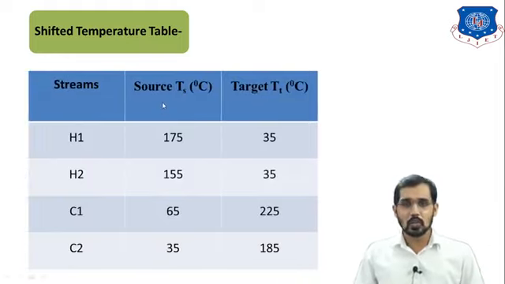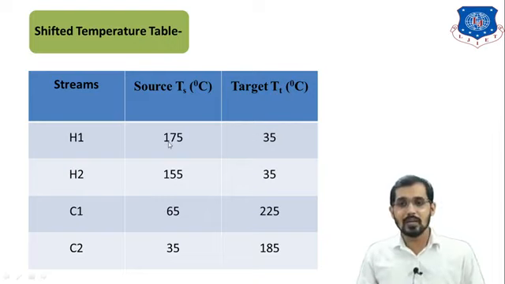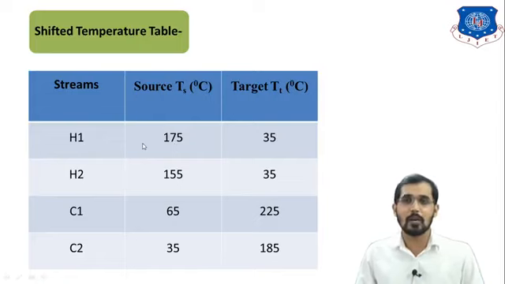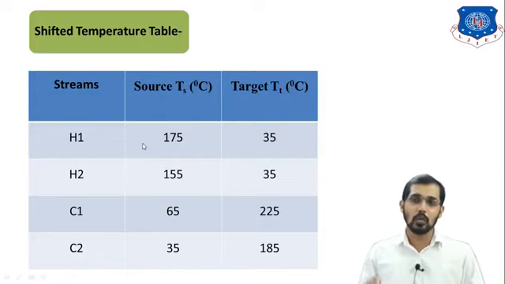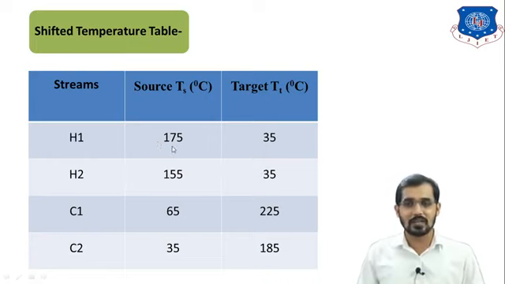So for the shifted temperature table, by using those rules I will get this data. The source temperature for the H1 stream is 175 and target temperature is 35. In the initial table given in your question, it is 180 degrees Celsius, but we have removed 5 because according to the adjusted temperature rules we remove 5 from the hot stream and add 5 in the cold stream. So 180 is replaced by 175.